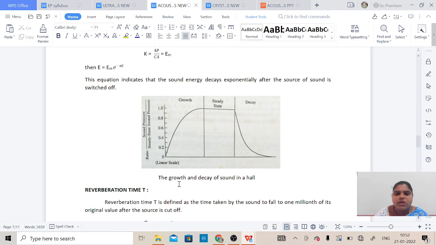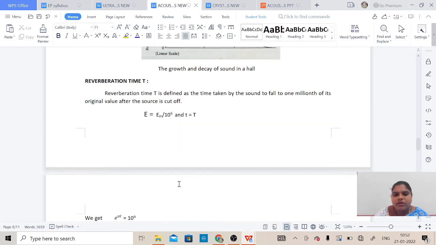Just observe this graph, the growth and decay of sound in a hall: how it grows, its steady state, and how the decay will be in an exponential manner. Okay, let us see reverberation time T.